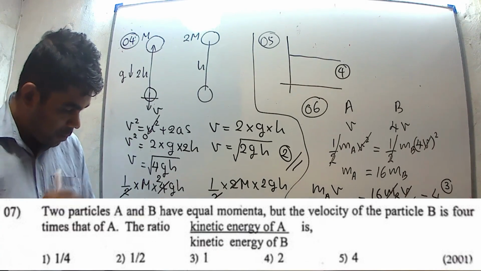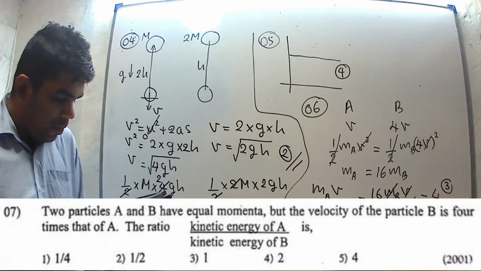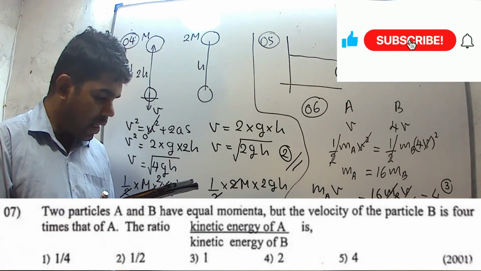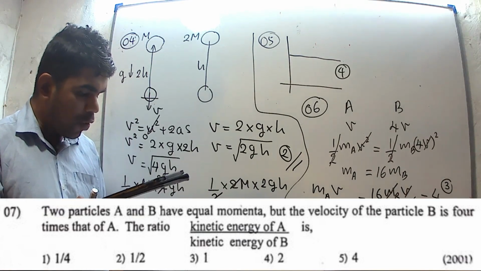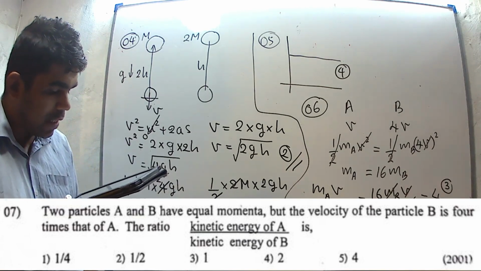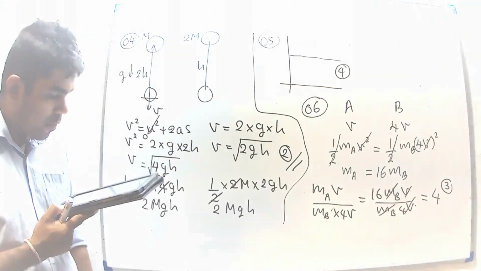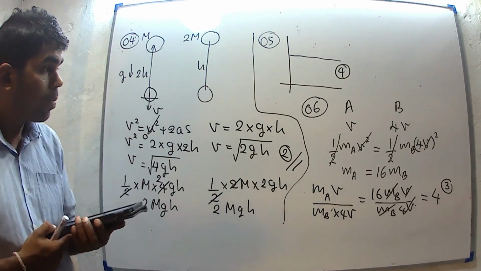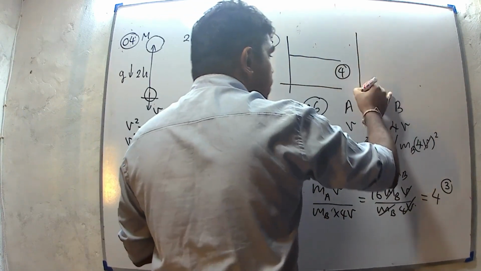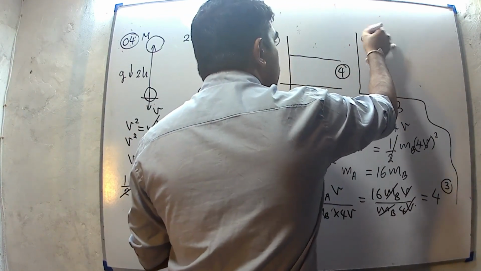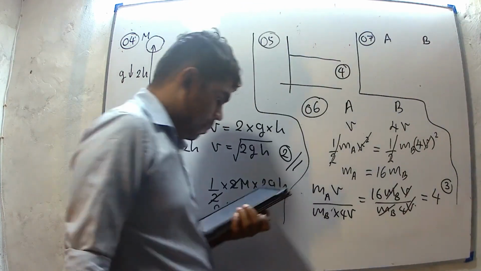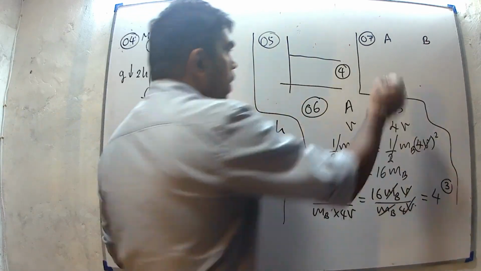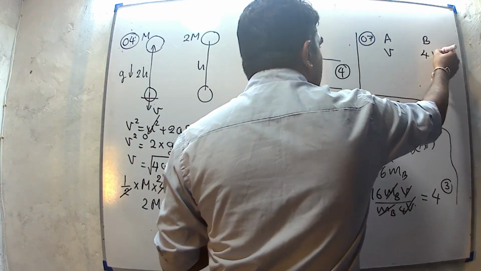Question number 7. Two particles A and B have equal momenta, but the velocity of particle B is 4 times that of A. Find the ratio of kinetic energy of A and kinetic energy of B. We have to find the ratio of kinetic energy. Now they have given that they have the same momentum. There are two objects A and B, two particles. The velocity of particle B is 4 times A. If the velocity of A is V, the velocity of B is 4V.